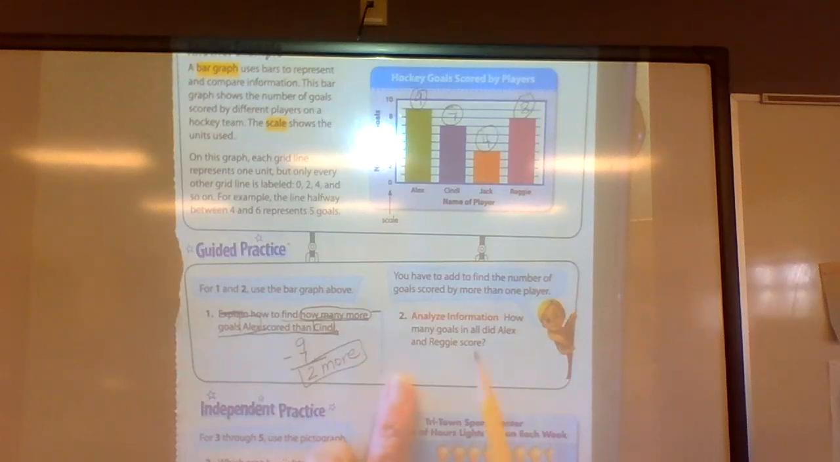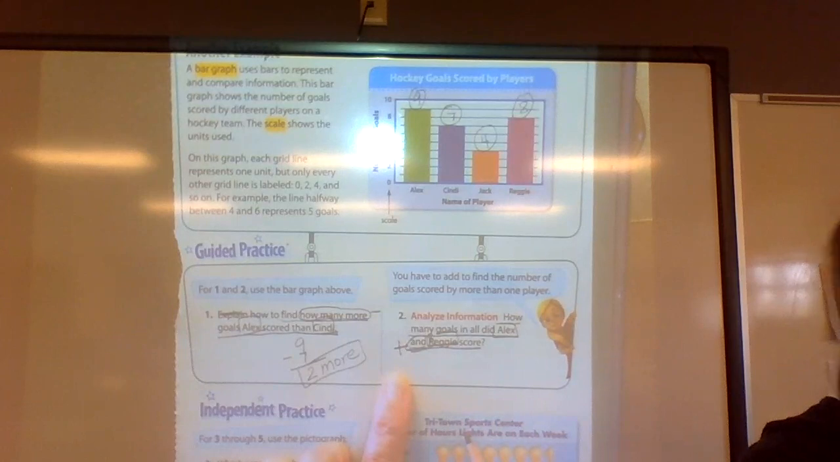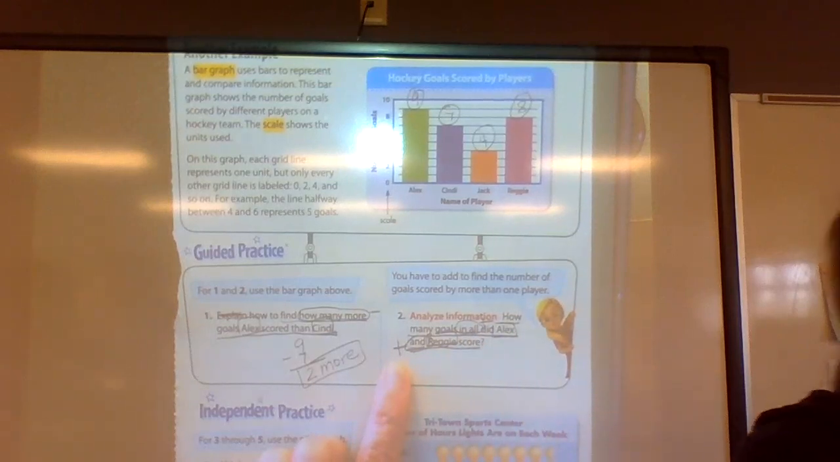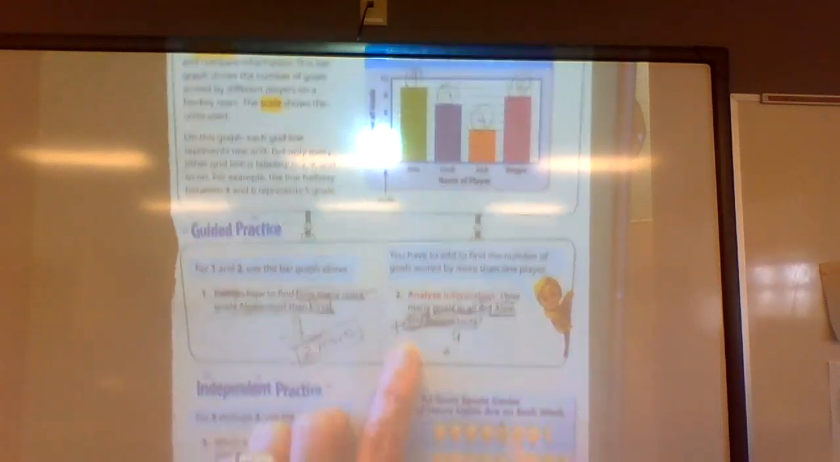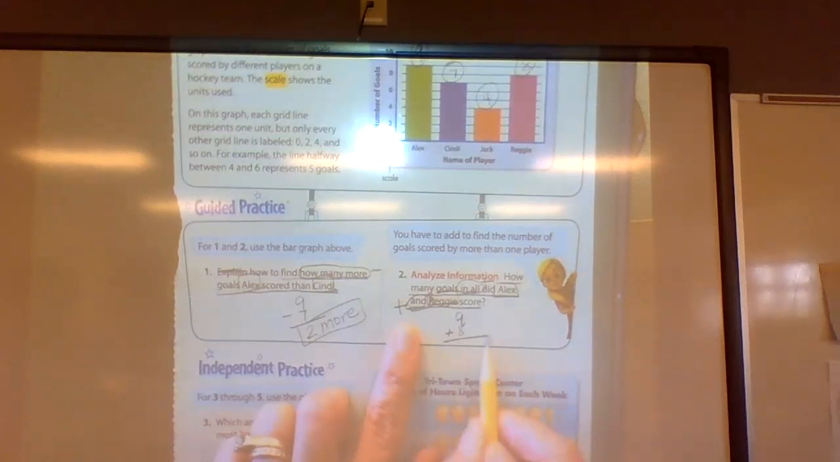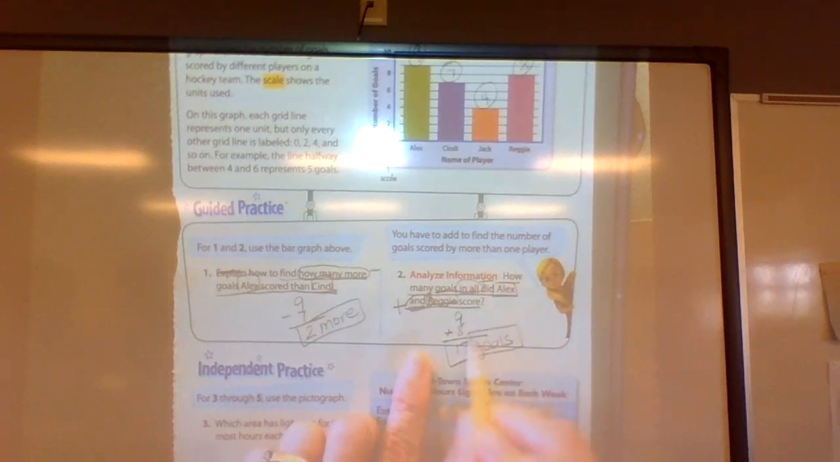So Alex has 2 more than Cindy. Okay. Then it says, how many goals in all did Alex and Reggie score? So our question here is Alex and Reggie. So we're going to do what with those? We are going to add. Okay, how many in all is a clue word for adding, or multiplying. In this case, Alex had 9 and Reggie had 8. So when we add those together, we get 17. So how many goals did they have in all? 17 goals.